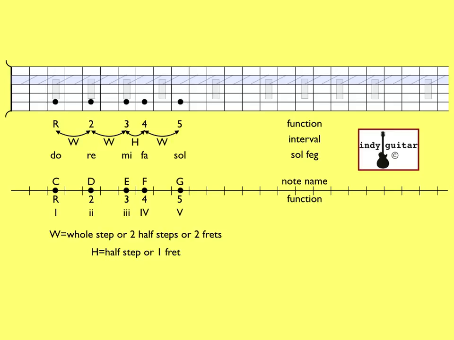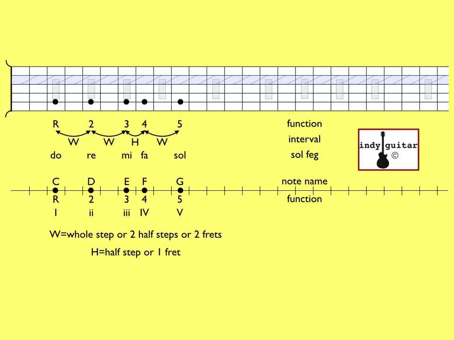So, what a vocalist calls fa... that's a 5, a whole step above 4. So, between 1 and 2 is a whole step, 2 and 3 is a whole step, 3 and 4 is a half step, 4 and 5 is a half step.